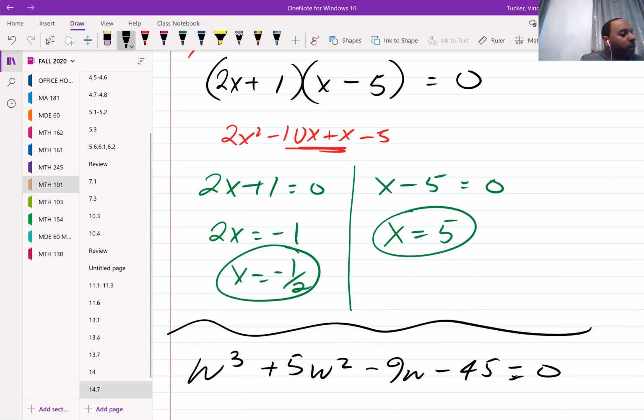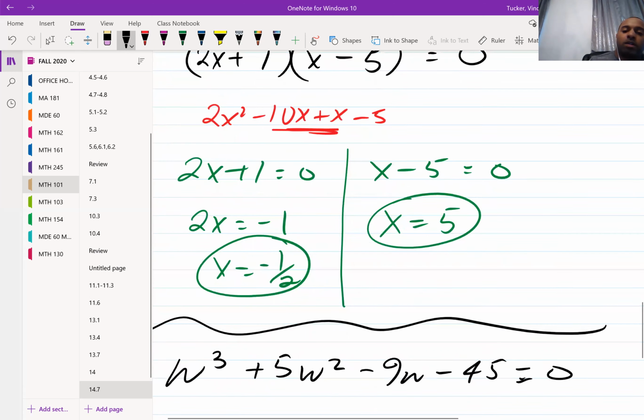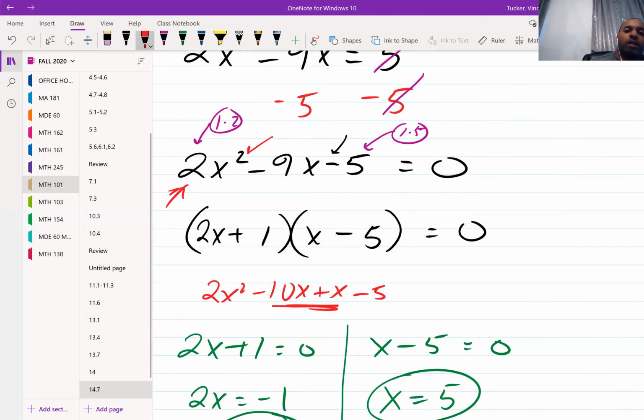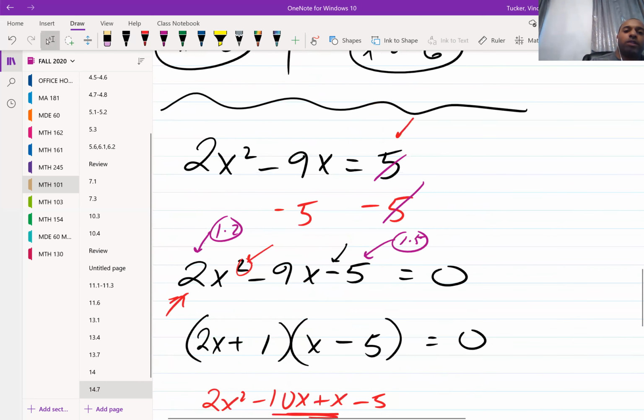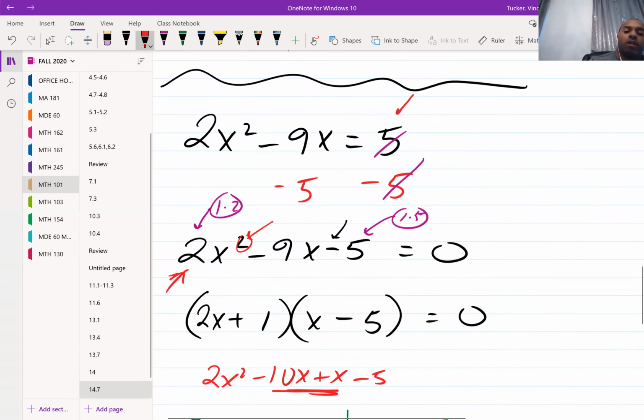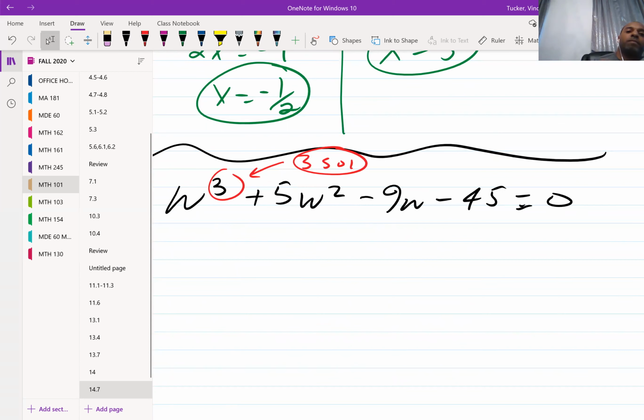So here we have w cubed plus 5w squared minus 9w minus 45 equal to 0. Just a heads up, notice our highest exponent of w is 3. That means we should get 3 solutions in this case. Notice the ones up to this point, the highest was 2, so it gave us 2 solutions. Same thing here, 2 solutions. So here we should be getting 3 solutions. You always watch out for that. Make sure you get the correct number of solutions, even if you have a repeated solution. That's how many solutions you should get. Now don't forget also, when you have 4 or more terms, you're going to factor by grouping.